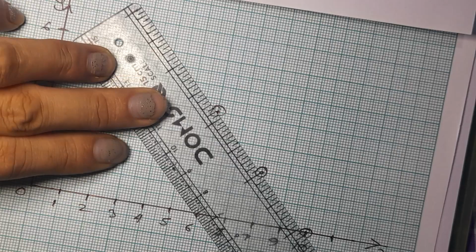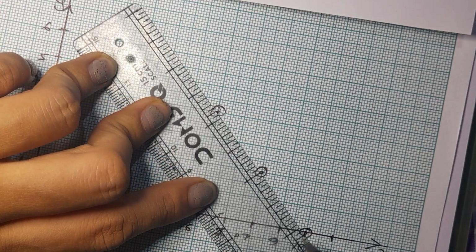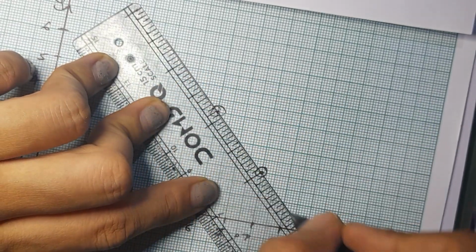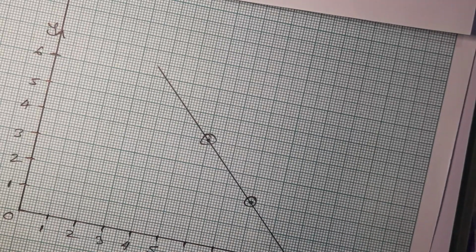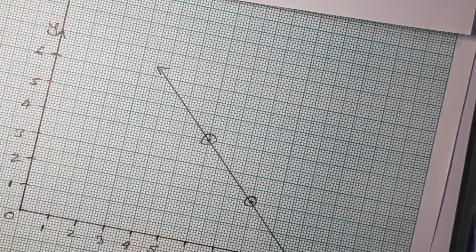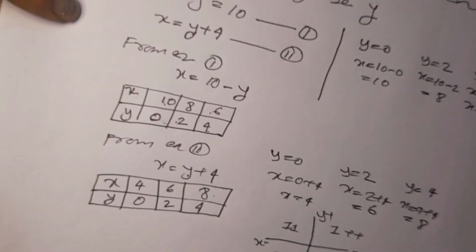So extend this side and this side also. Always extend it. So we got one line. There will always be two lines. Then we'll check whether they intersect, are parallel, or are coincident.